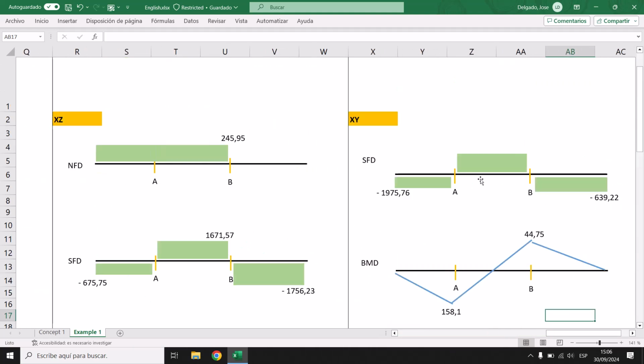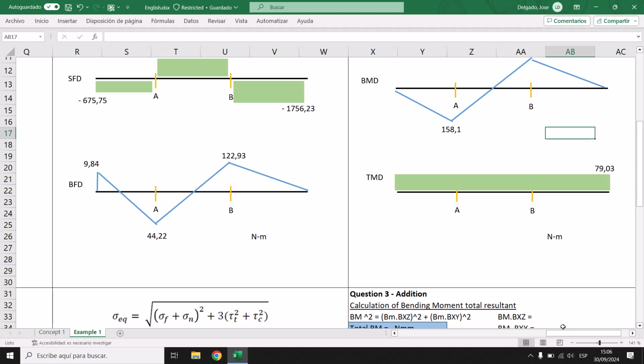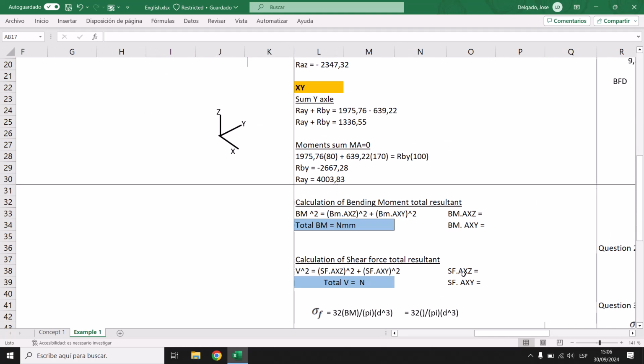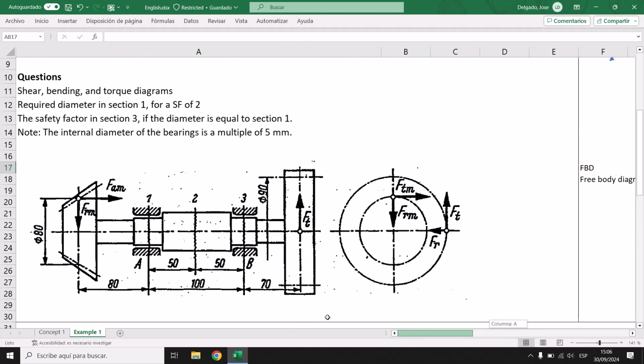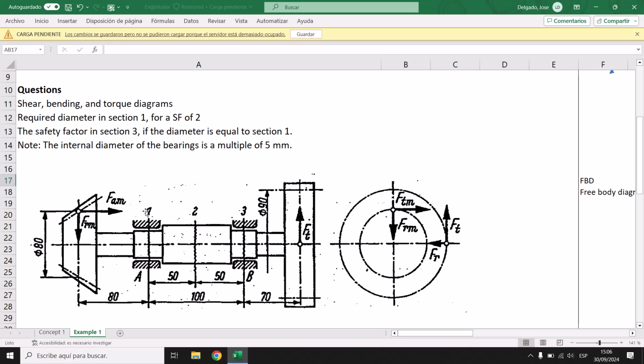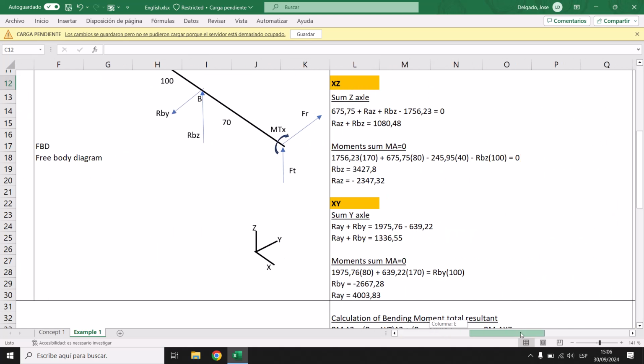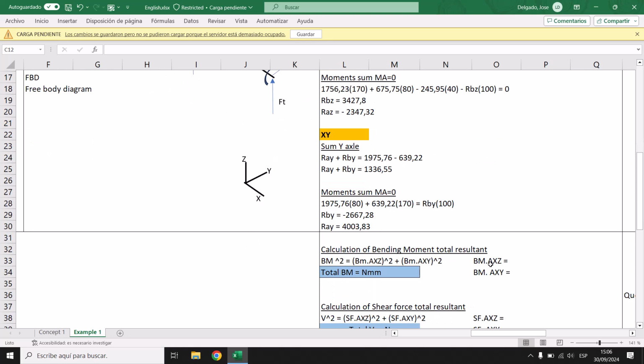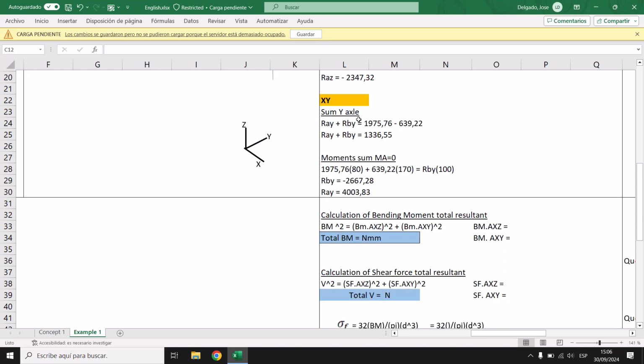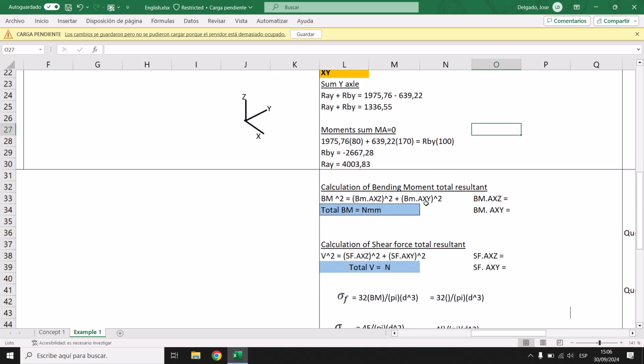That's so important for you. Now let's continue with question 2. It's the required diameter in section 1 with a safety factor of 2. So here, section 1. What are we going to do here? If you remember, we now need the resultant of our values on A and B.